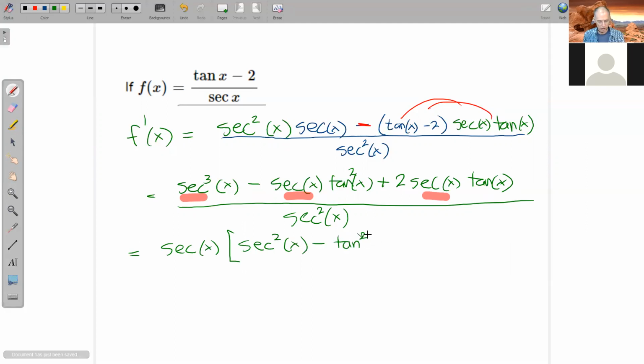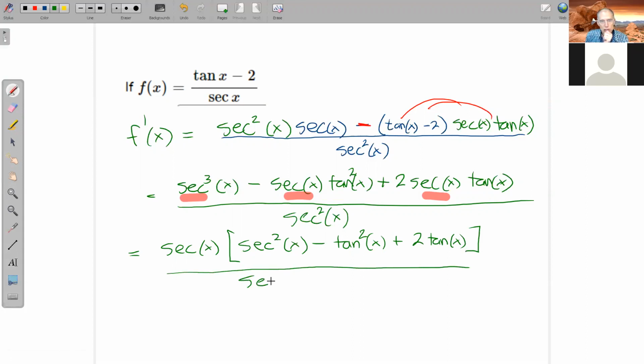of x. Ooh, that's ringing a bell. When I see squares of trig functions, I think of the Pythagorean identity. So the secant's out, and then we have plus, we took the secant, so we have plus 2 tangent of x. And all of that is over secant squared of x. And so since we factored that secant out of the top, I think it's now safe to say secant divides into secant squared, leaving just a secant in the bottom.